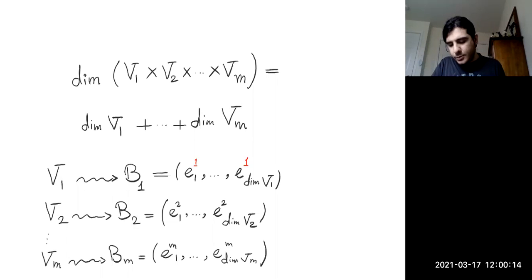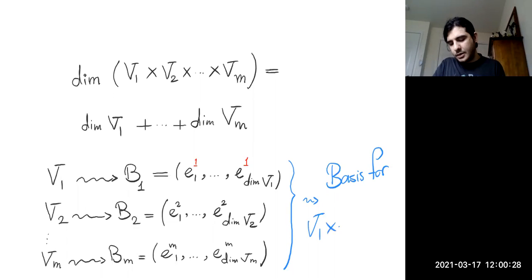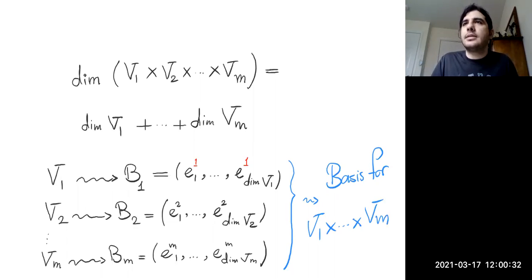Now I want to use these things to construct a basis for this product space. I want to use these to construct a basis for V1 times up to Vm. How can I do that? So suppose I have these vectors. How can I construct a basis for the product space?